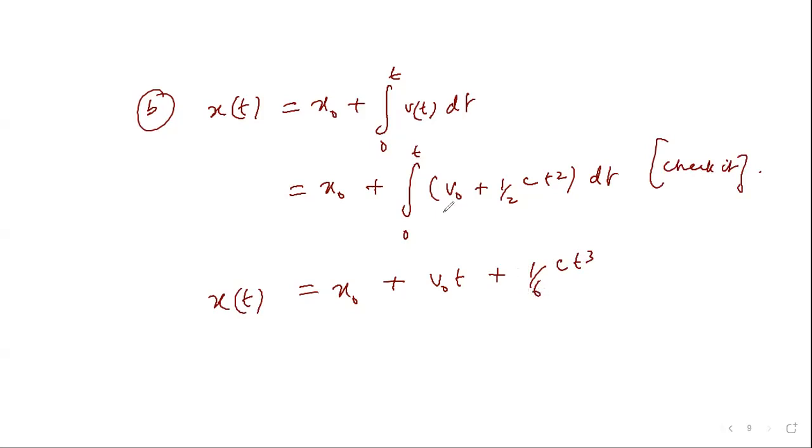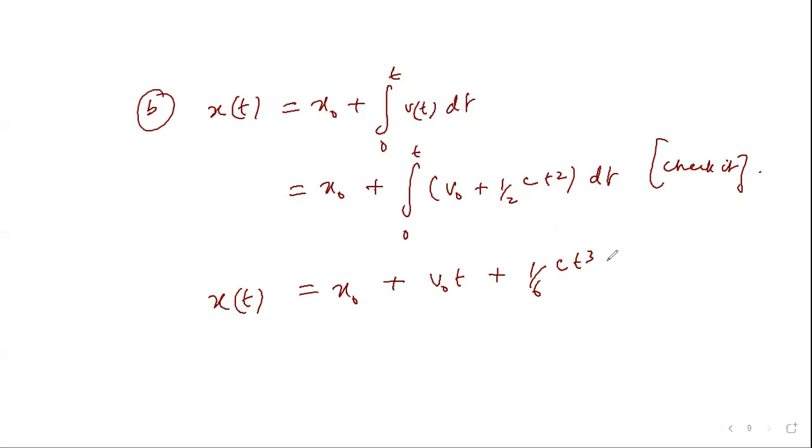See how? First, this will split into two integrals. First will be v0 dt, and that will just give you v0 t. Then you have the integral 0 to t of half Ct square dt, half c you will take out. Then the integration of t square will be t cube by 3. When you multiply half c into t cube by 3, 3 times 2 will be 6, so 1 by 6 Ct cube, right? So you will have this expression.